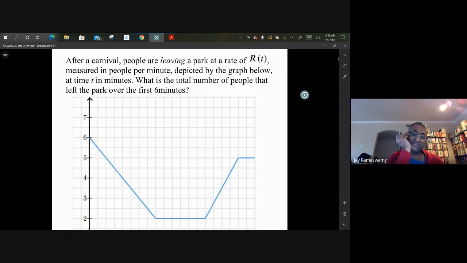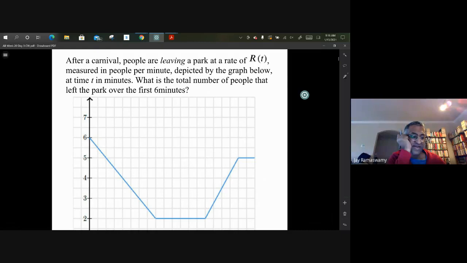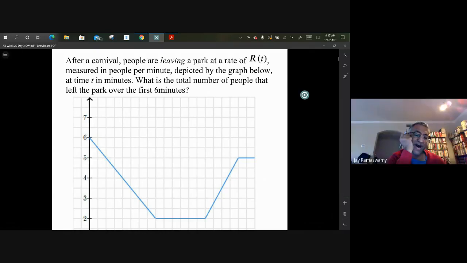Read it with me. It says, after a carnival, people are leaving, rate out, leaving at a rate of r of t. So what are they really giving you? The rate out. Keep that in mind. Measured in people per minute, depicted by the graph below. At time t minutes, what is the total number of people that left the park over the first 6 minutes?